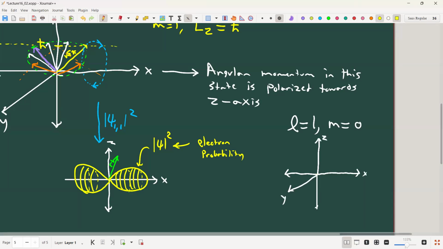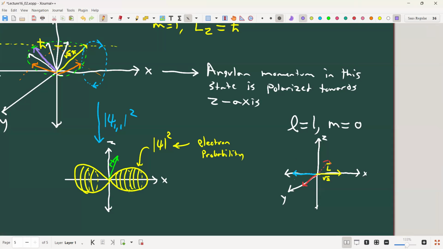So I have my angular momentum vector. It looks something like this. It's length square root 2, this is L, right? But it could be, in any direction in the xy plane. It could be pointing in this direction. It could be pointing in this direction. It could be pointing backwards.